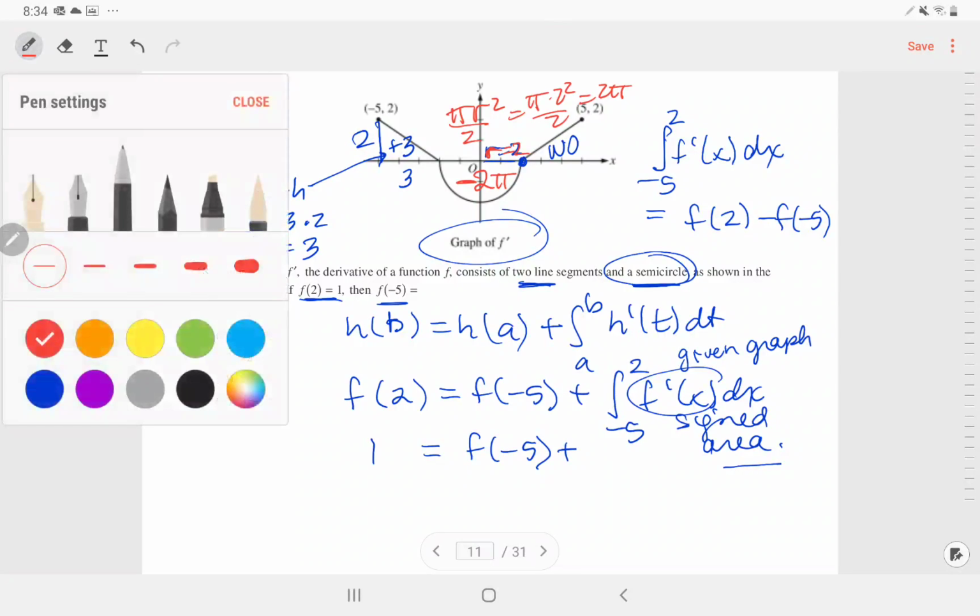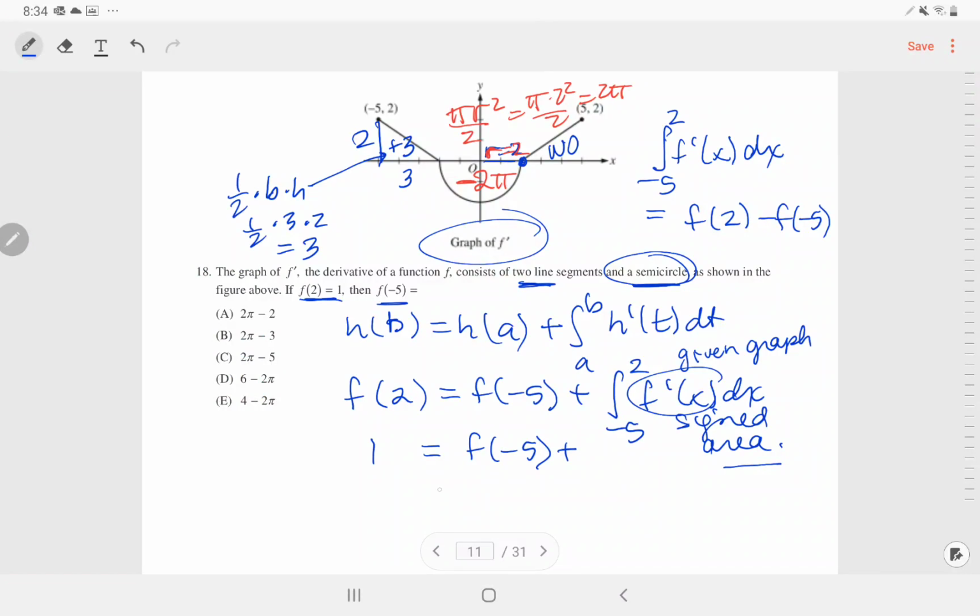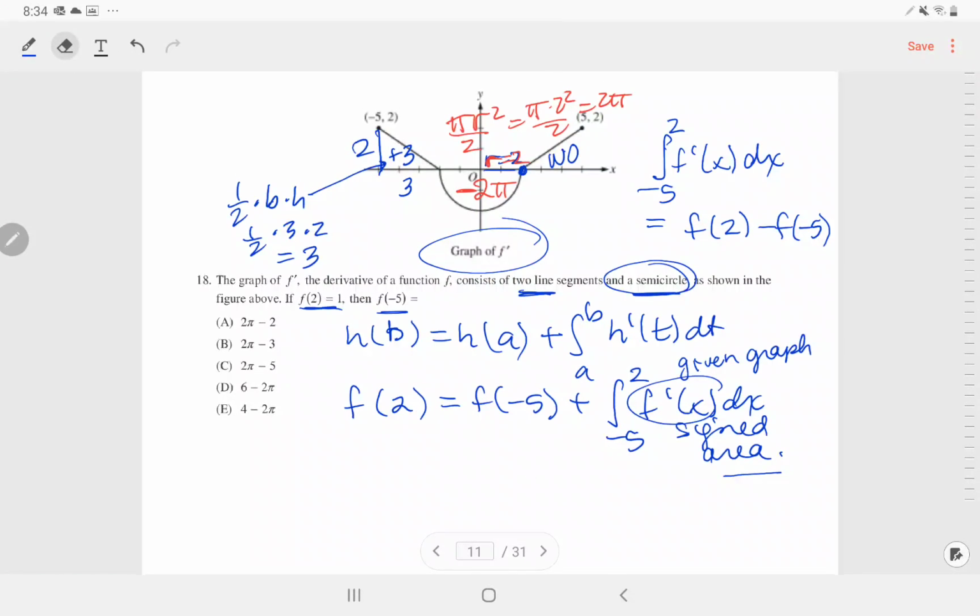Okay, so back to my integral here. This would be f of negative 5. Oh, let me make myself have some space. So this is f of, oh wait, sorry. I'm trying not to make careless mistakes.